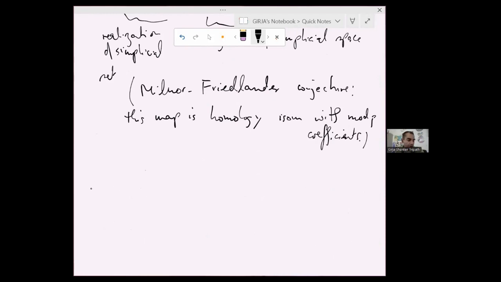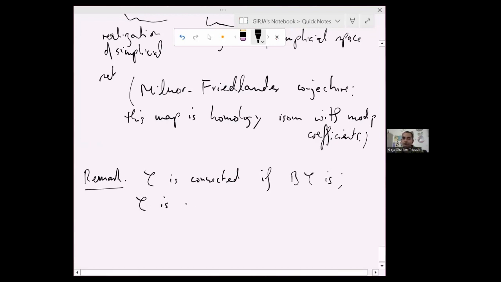There are a few things that we should now quickly go through once we have the definition of the classifying space of a category. Here is a remark on terminology. You can call C connected, path connected, if BC is, or C contractible if BC is, etc. So using this space you can take the same property for a small category as well.